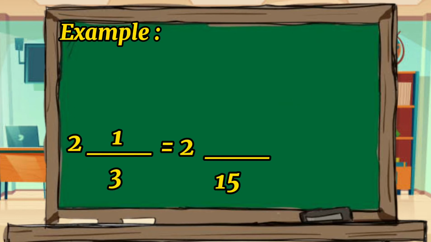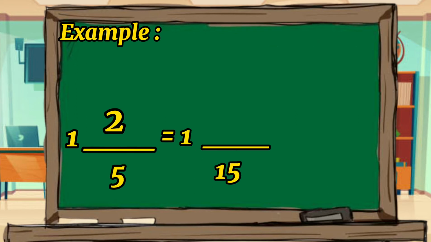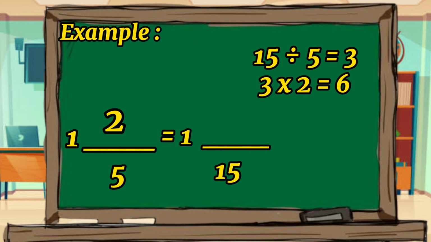Let's follow the next step. 15 divided by 3 equals 5. Then 5 times 1 equals 5. So 2 and 1/3 becomes 2 and 5 over 15. Next, 1 and 2/5. 15 divided by 5 equals 3 and 3 times 2 equals 6. Therefore, 1 and 2/5 becomes 1 and 6 over 15.